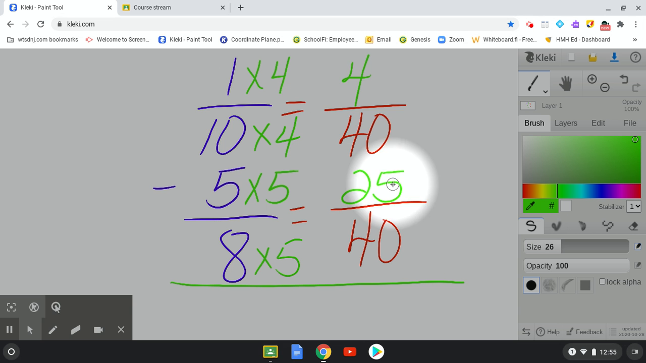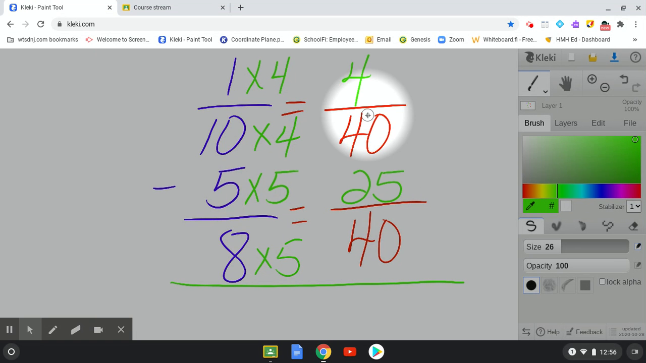So being I can't take 25 away from 4, that's going to tell me that I'm going to have an answer that is negative. So I'm just going to take 25. I am then going to subtract 4. I know that my answer is going to be negative.